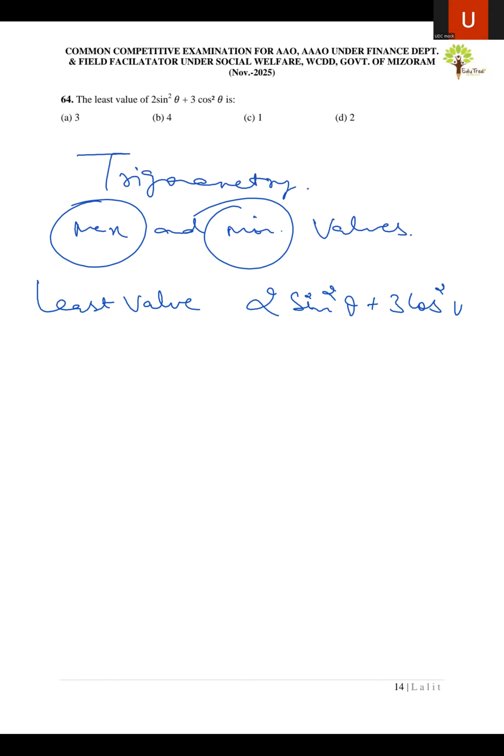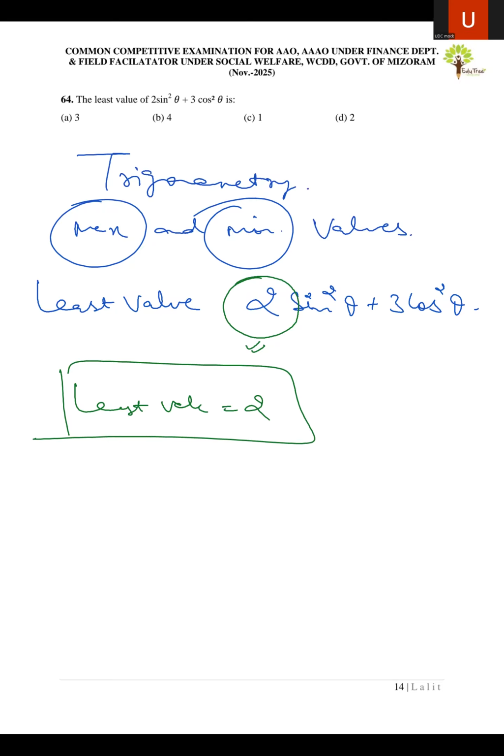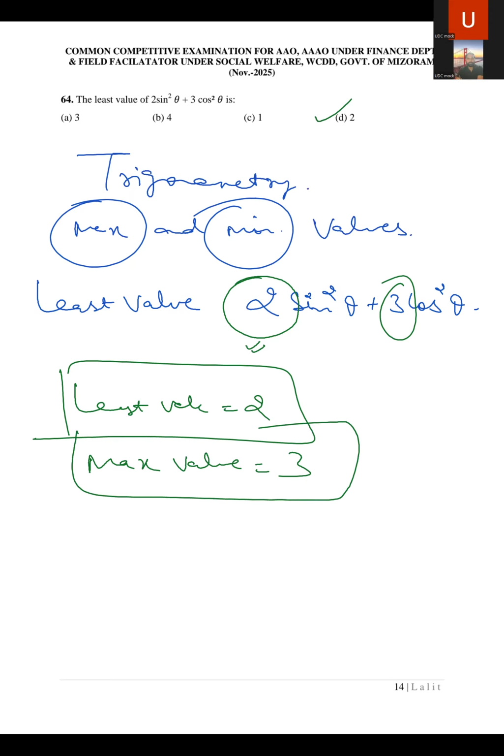Now I have told this many a times that whenever you have to find the least value, so whichever number is the least one, that is the least value. So I can say the least value is 2. Whatever number is the maximum one, or whichever number is the larger one, that will be the maximum value. So maximum value of this one is 3. Least value is 2, maximum is 3. All right, so the answer is 2.